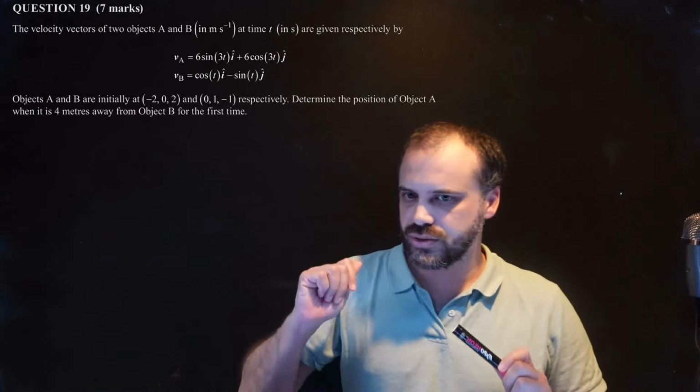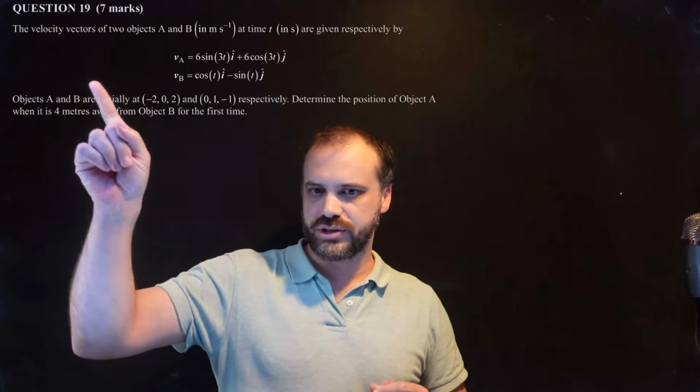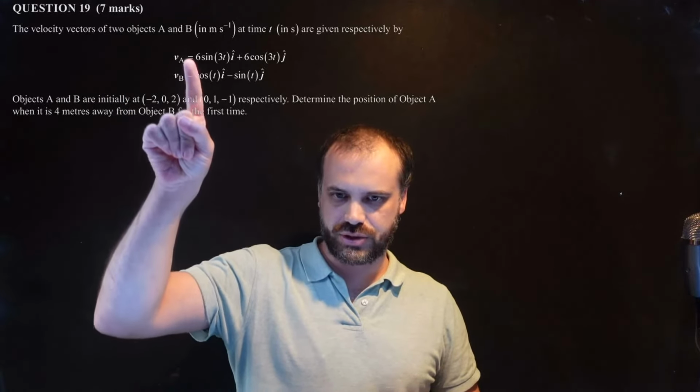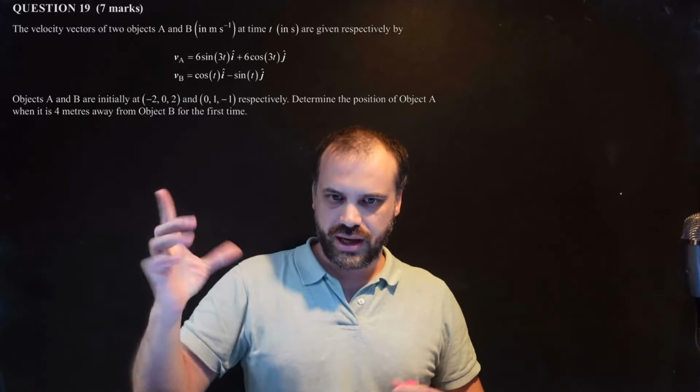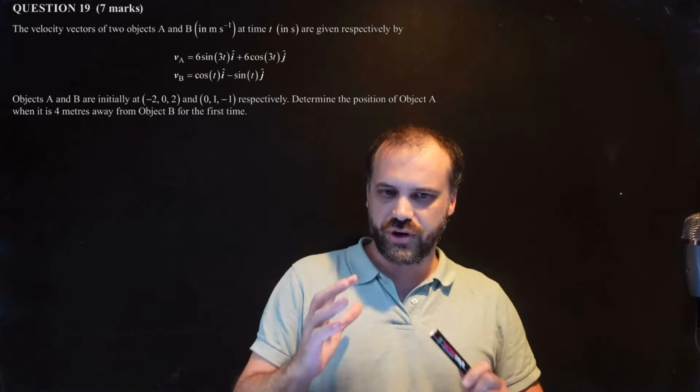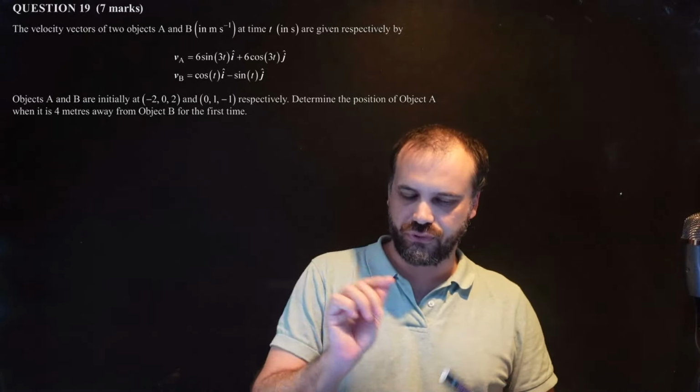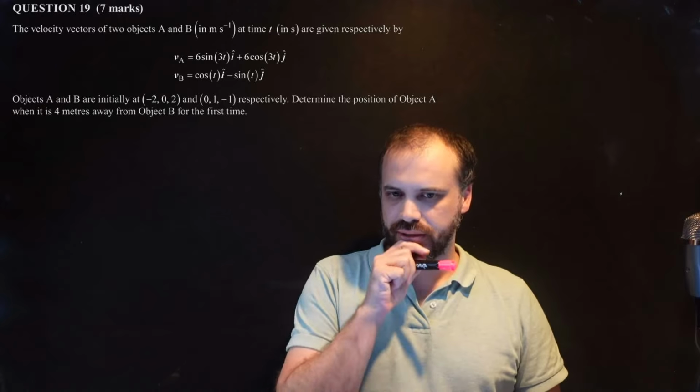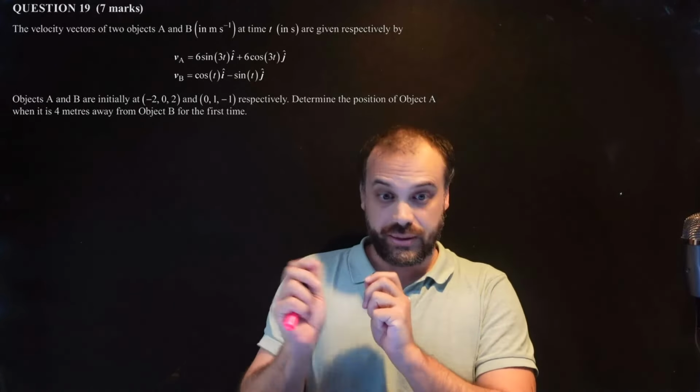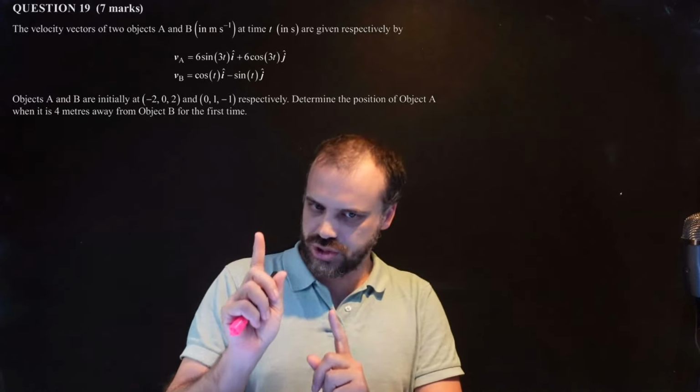All right, so last question here. We've got velocity vectors for 2 objects. So 2 velocity vectors here. And what's going to happen? We're going to try to find the time when they're exactly 4 meters away from each other. Okay, so we want to know about their positions. So we need 2 position vectors.